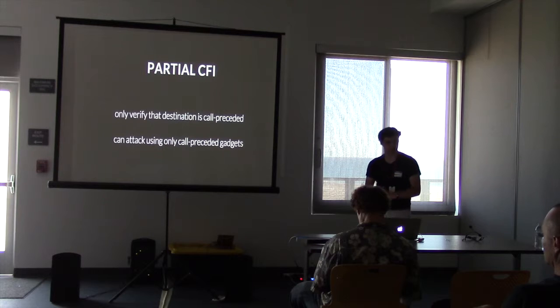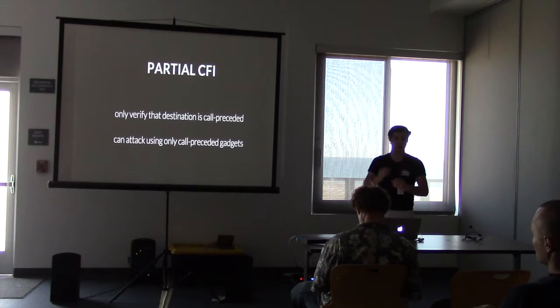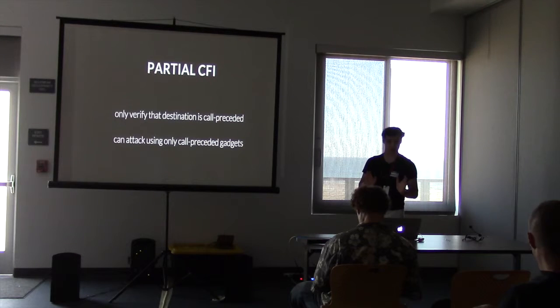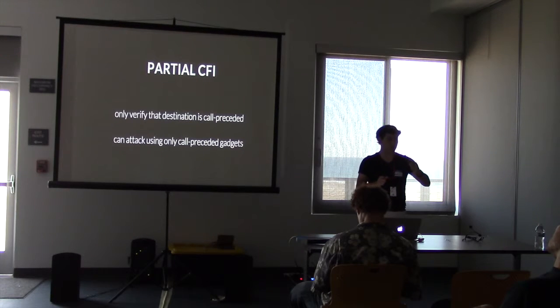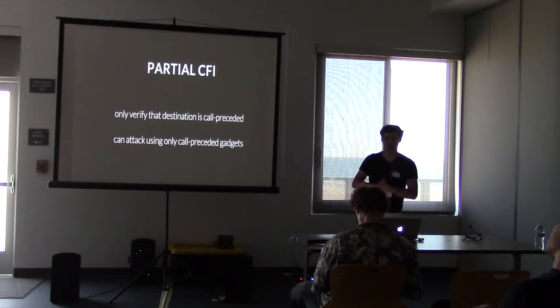Unfortunately, 21% is still too high for a lot of people. So academics were like, oh, well, we don't really need to do full control flow integrity. We'll just check that every destination address that we jump to is preceded by a call. So every time we return, we'll just check whether there was a call right before it. This seems pretty reasonable, right? How is the attacker going to be able to perform a code reuse attack when it picks out gadgets that are completely preceded by calls?